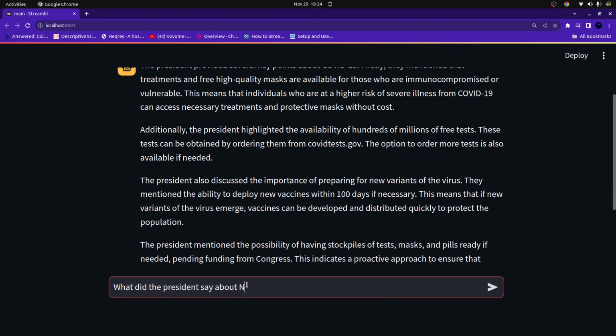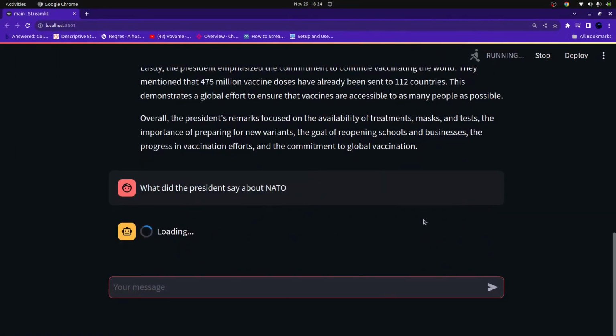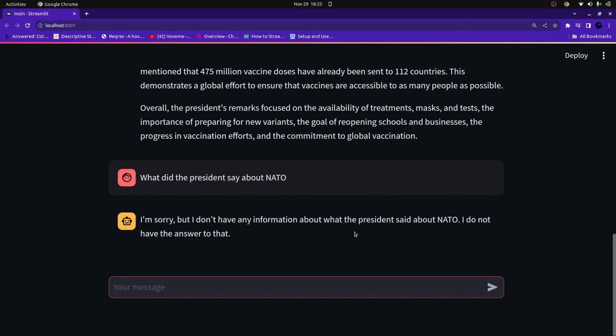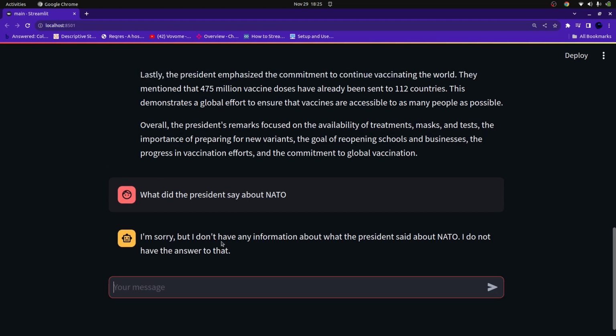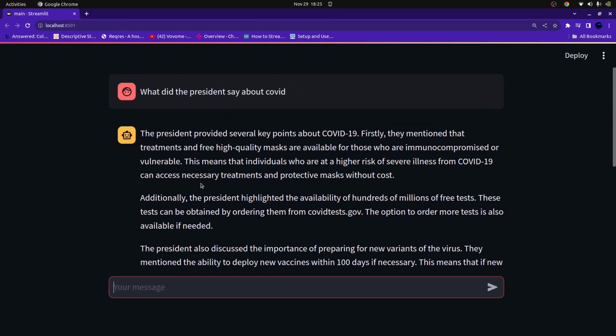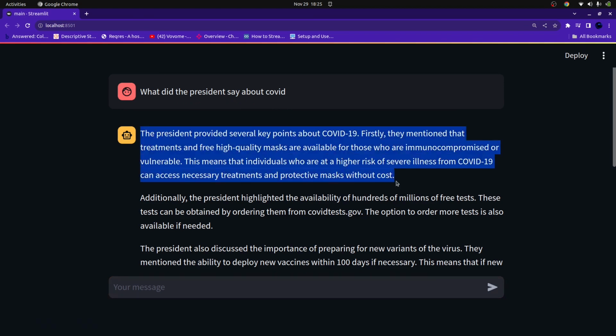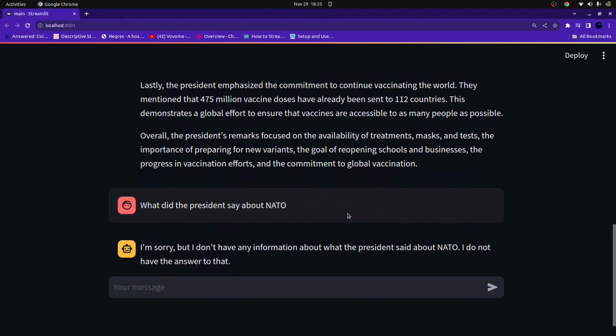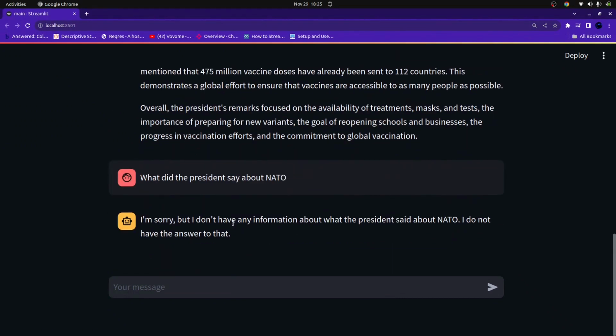Let's ask it what did the president say about NATO. So I'm basically asking it what the president said about NATO. Okay, so don't worry. It says about the president and NATO, I actually don't have the answer to this. I actually programmed it so that if it can't find the answer, sometimes you get these issues, but most of the time it works fine. Let me ask it what the president said about COVID. I don't know why every time I'm recording a video, this chatbot always disappoints me.